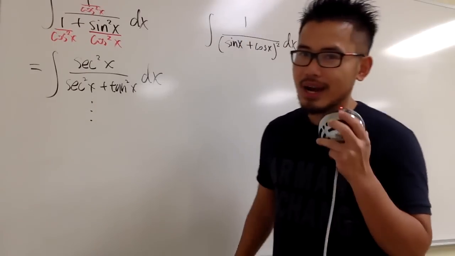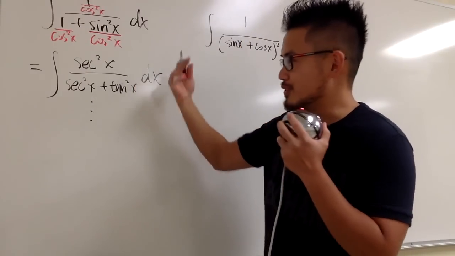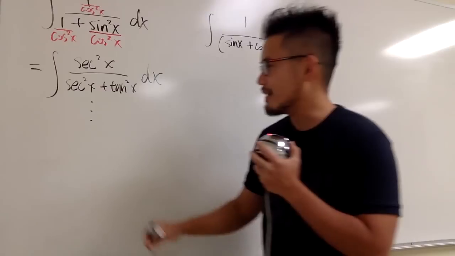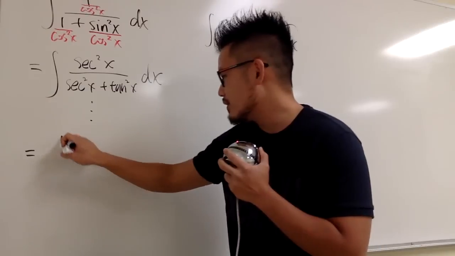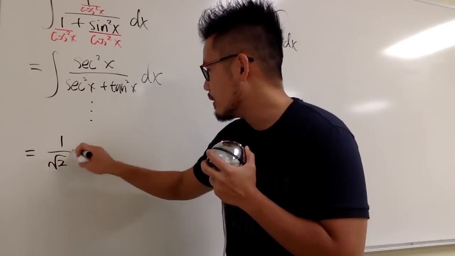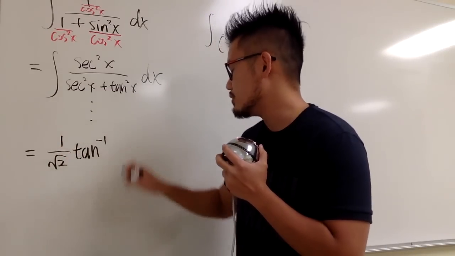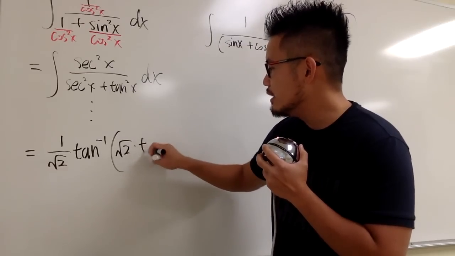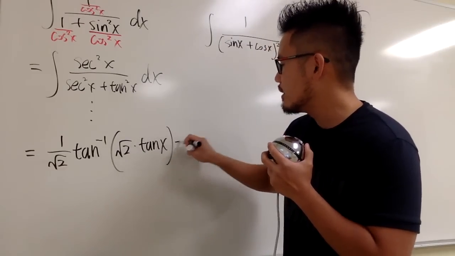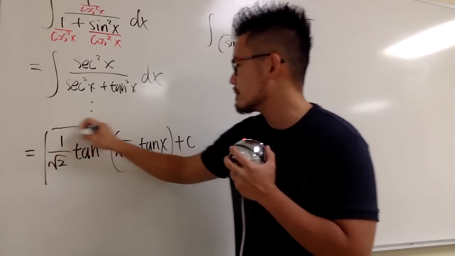Anyways, try to finish this on your own, or maybe watch the video that we have done in the past. I would just like to tell you the answer for this. The answer is 1 over square root of 2 times inverse tangent, or arctangent, of the square root of 2 times the regular tangent x, and then we are done. So put plus C. This is it.